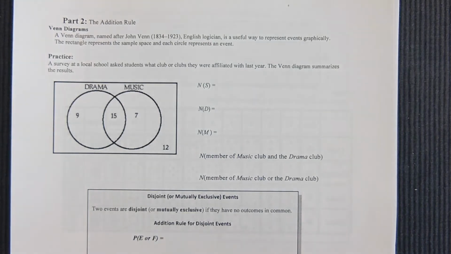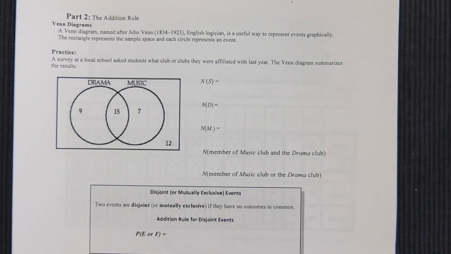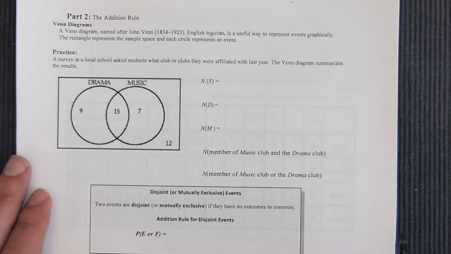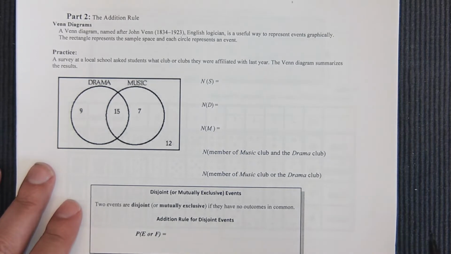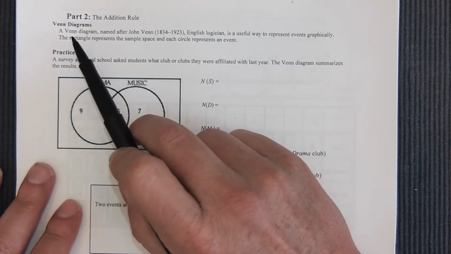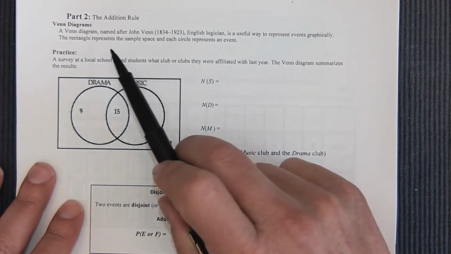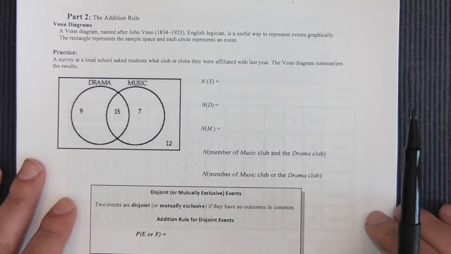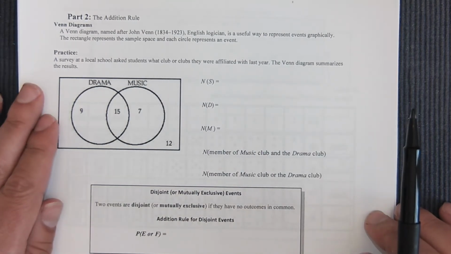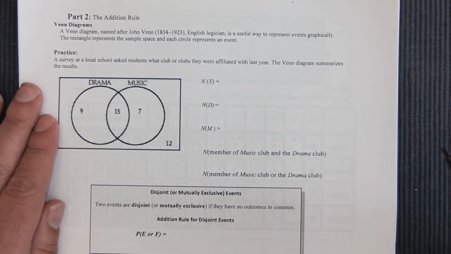Hi everyone. Today's lecture is going to be on the addition rule. We're still doing probability. And we have a Venn diagram. That's what these are. There's a little history there that you're welcome to read. But we're going to do a little bit of practice so we can get an idea of what it is that we're talking about.